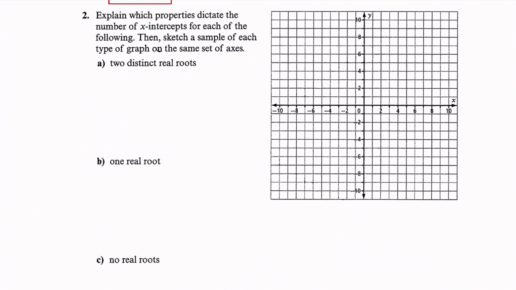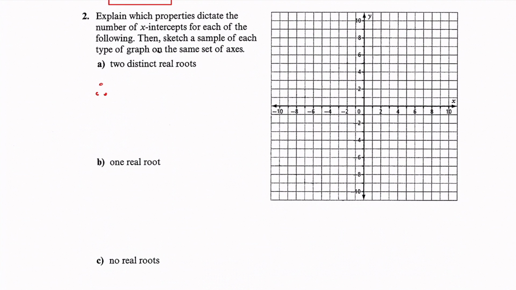So if you have two distinct real roots, we said those are the same as x-intercepts, so that means you're going to have two x-intercepts. So therefore, two x-intercepts. And then if I were to graph something like that, there's a bunch of different graphs that we could draw, but I'll just draw one like that, and I can see it's got 1, 2 x-intercepts, so that has two distinct real roots. For part B, one real root, that tells us it's therefore going to have one x-intercept.